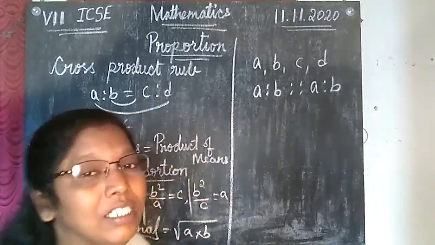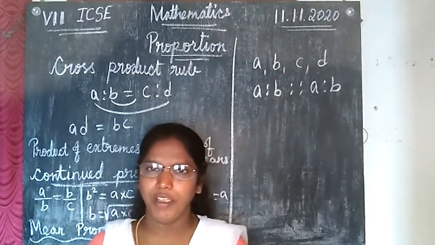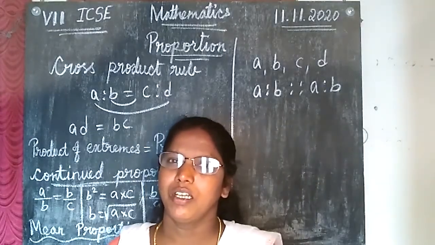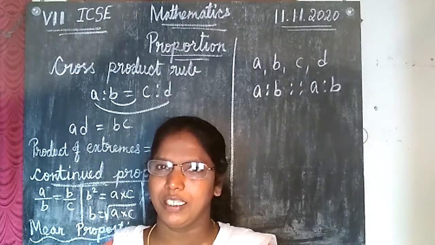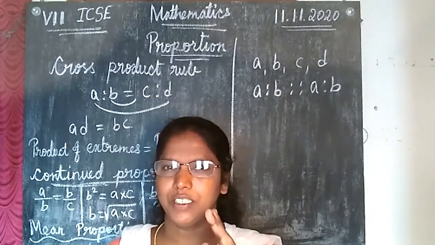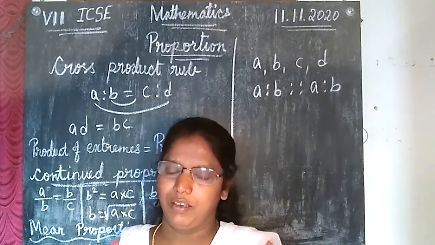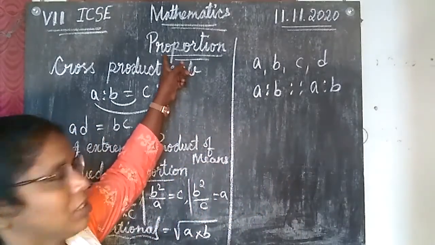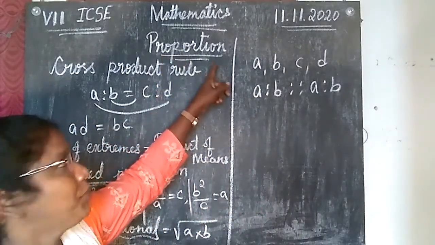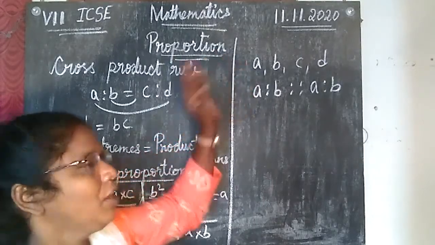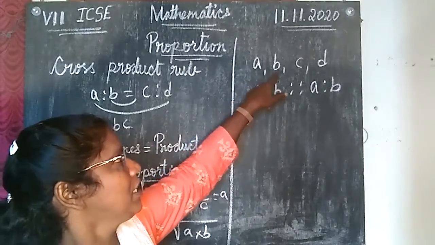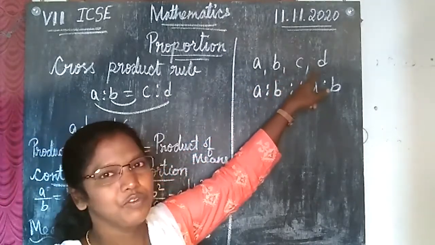Okay, children. In the last class, we learned about ratio. Ratio means comparing or relating two quantities. In our first term and second term, we dealt with A and B like that. Today, we are going to learn about proportion. In proportion, we are going to deal with four terms: first term, second term, third term, fourth term.